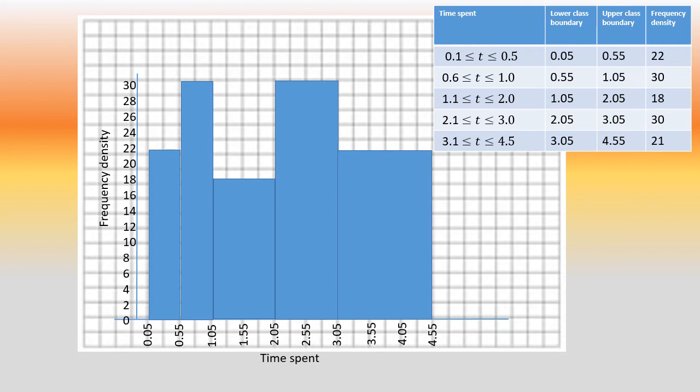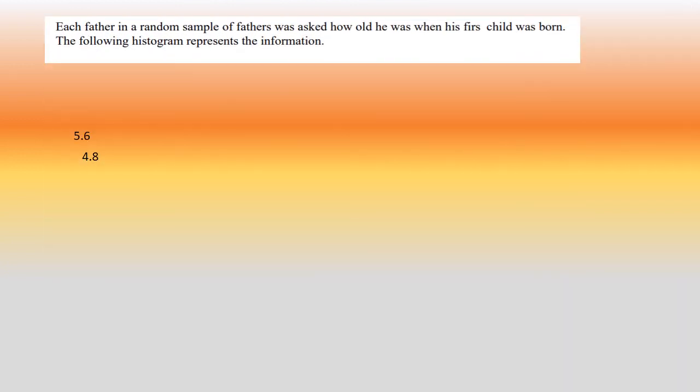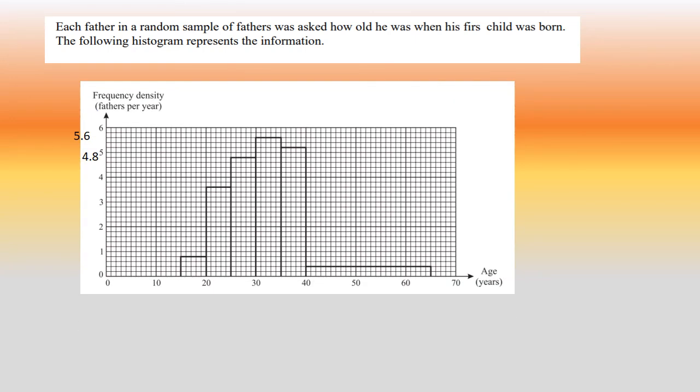Alright, so each father in a random sample of fathers was asked how old he was when his first child was born. The following histogram represents the information. So this is the histogram. So we want to know the number of fathers between 25 years and 35 years. How do we do this? Look at this. Now 25 to 35. These are the values that you have to take.